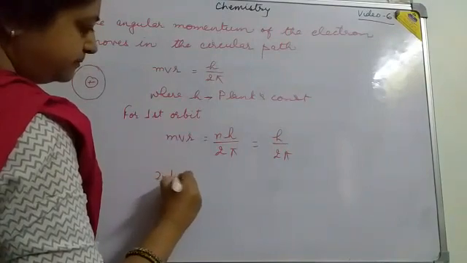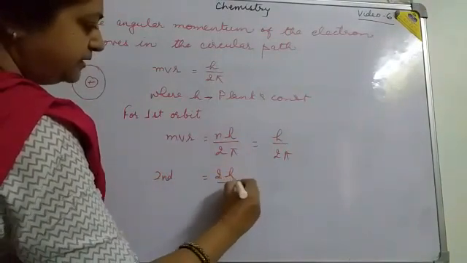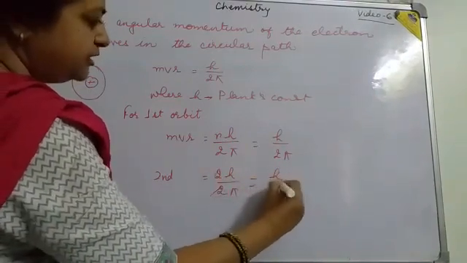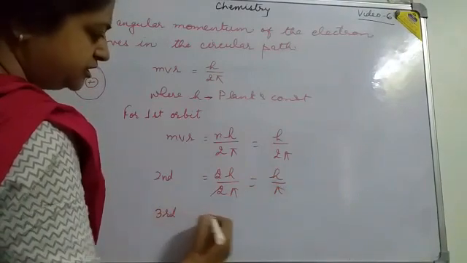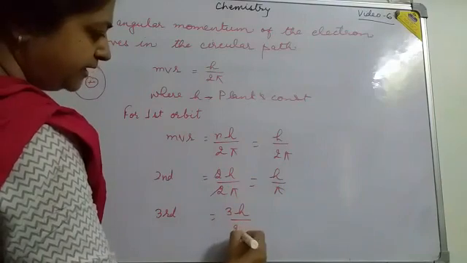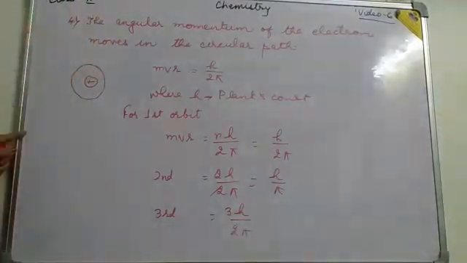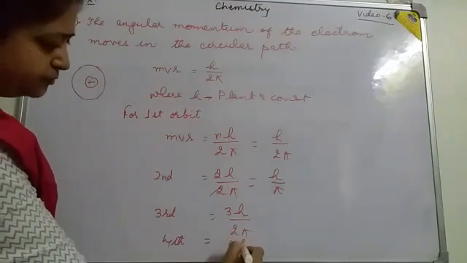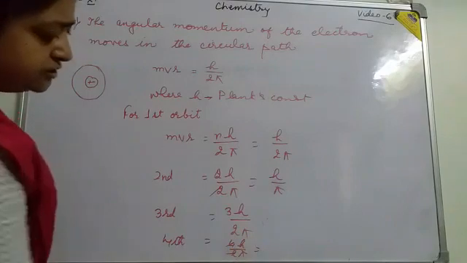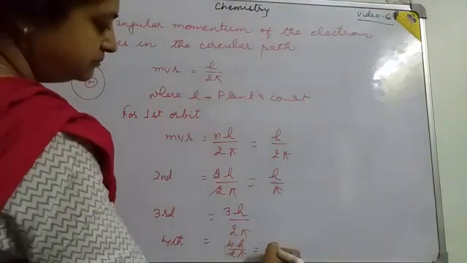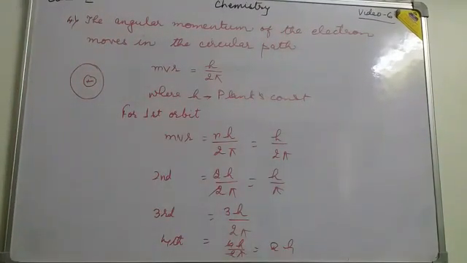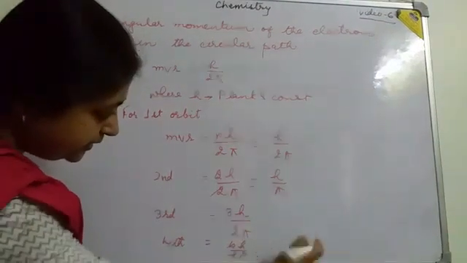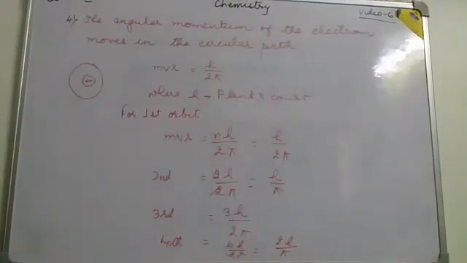For the second shell, this n is now 2, so 2h by 2 pi. You can calculate it. The angular momentum of the second shell is h by pi. For the third shell it is 3h by 2 pi. So the angular momentum is 3h by 2 pi. For the fourth shell you can calculate like this. For the fourth shell it is 4h by 2 pi, which means 2h by pi, and so on. So this is the angular momentum of different electrons in different shells.